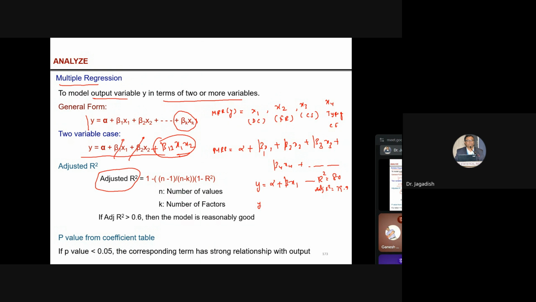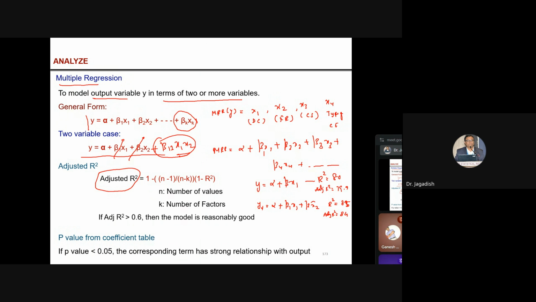But when you add one more variable into the model, alpha plus beta 1 into x1 plus beta 2 into x2, that means cutting speed as well as feed rate you have added, what will happen? R square will definitely increase, maybe from 80 to 85, a small amount. But what about adjusted R square? Suppose that variable is a beneficial variable, then adjusted R square will increase, but by less than the R square value. Here, 85 means it is basically 84.